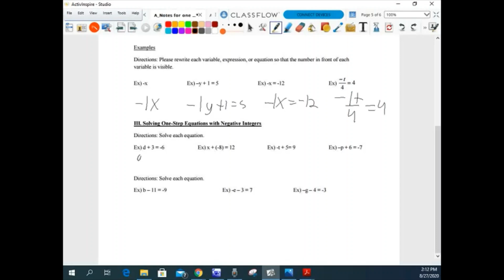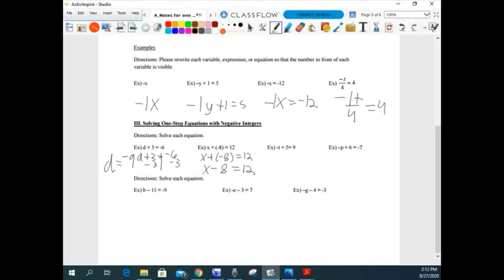So let's say we have d plus 3 equals negative 6. I need to subtract 3 from both sides. That will give me d is equal to negative 6 minus 3. If you have issues with that one, use your calculator. That is negative 9. Right here, I'm just going to rewrite it to help you out. If I have x plus a negative number, that's the same thing as x minus that same number. So you should be able to solve that one.